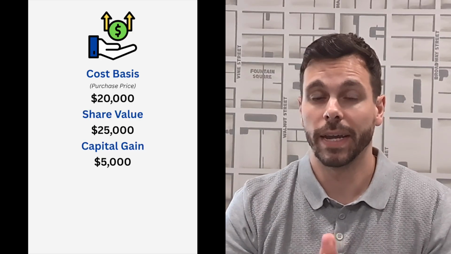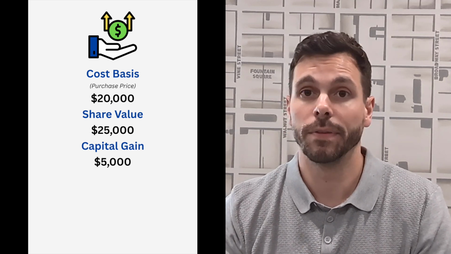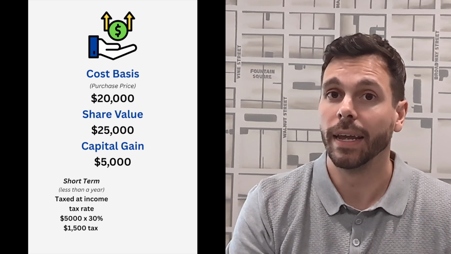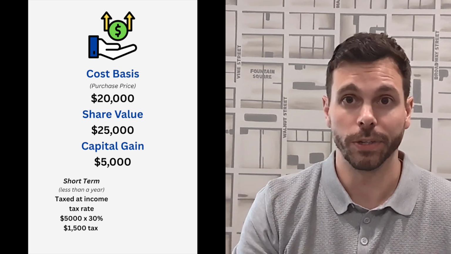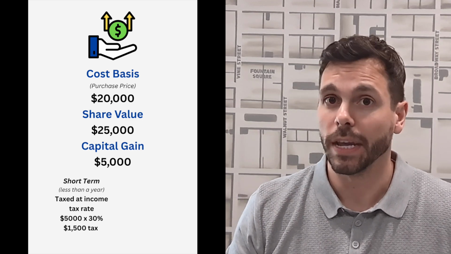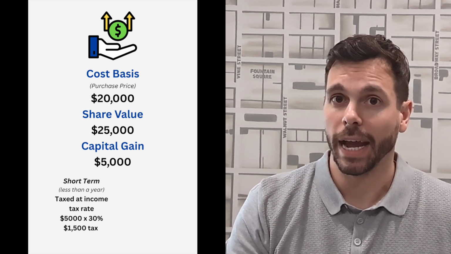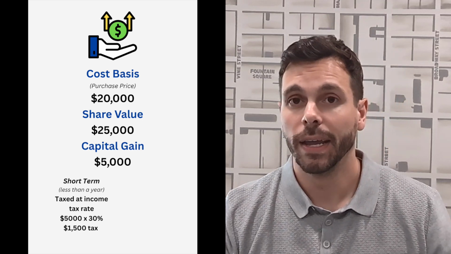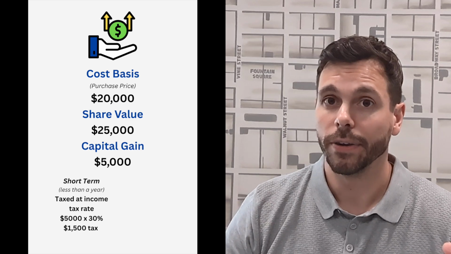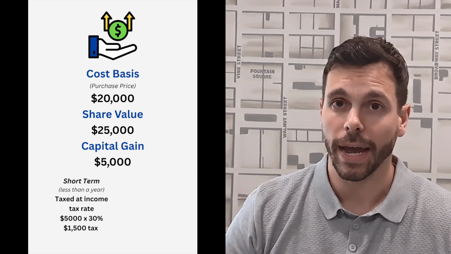Now, if you decide to sell those shares, you have a capital gain of $5,000, and if you sell them after holding them for less than 1 year, you're going to be taxed at the short-term capital gain rate, which again is your ordinary income tax rate. So let's say that number is 30% for you. On that $5,000 of gain, you're going to owe $1,500 in short-term capital gains tax.